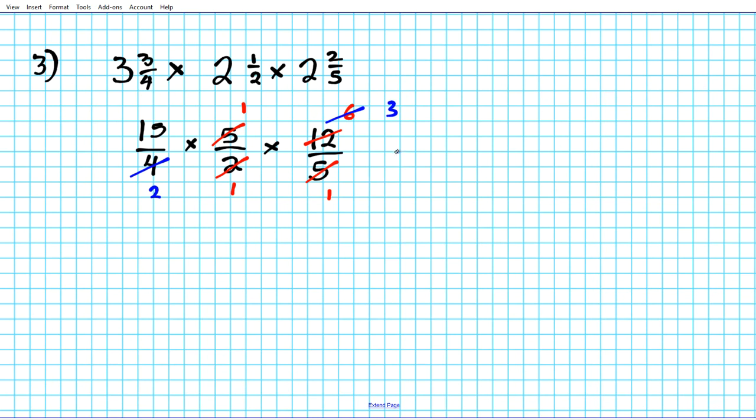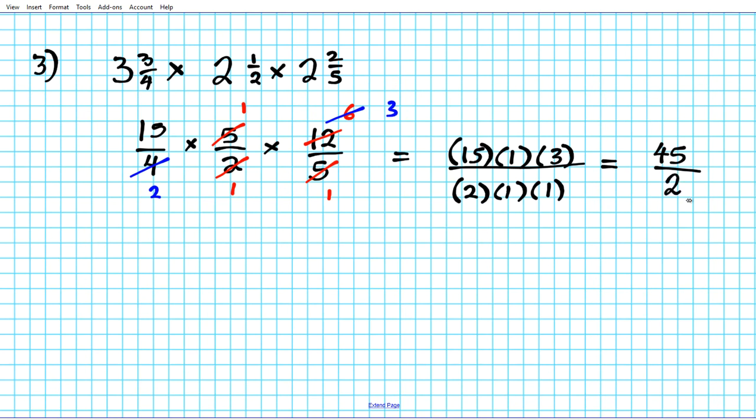Alright, so now we're just going to multiply across. Numerators times each other. So we have 15 times 1 times 3. Okay, divided by the denominators multiplied by each other. Our final result is 15 times 3, which is 45, divided by 2 times 1 times 1, which is 2. 45 over 2 is the answer to question number 3. Alright, let's take a look at question 4.